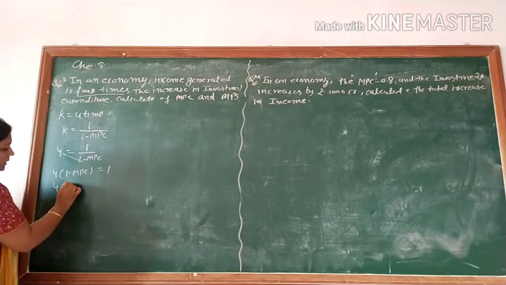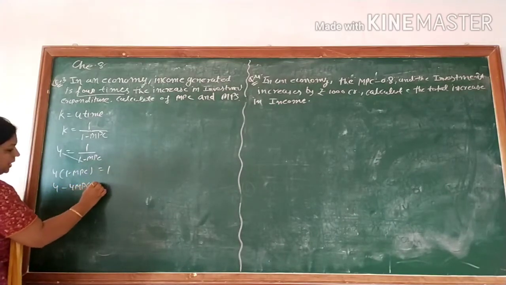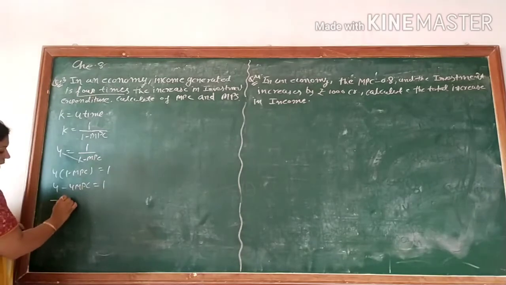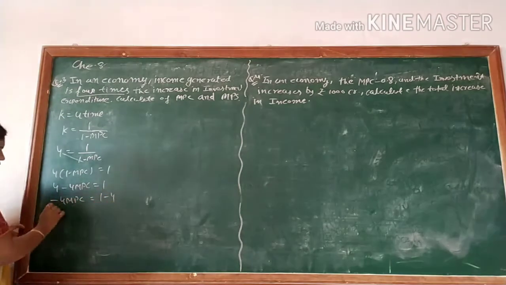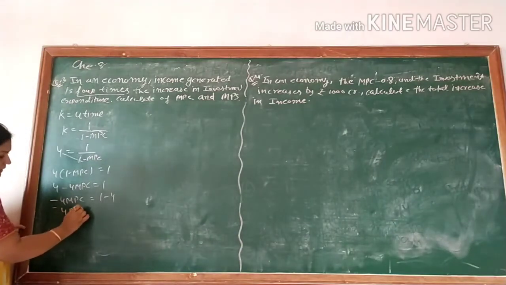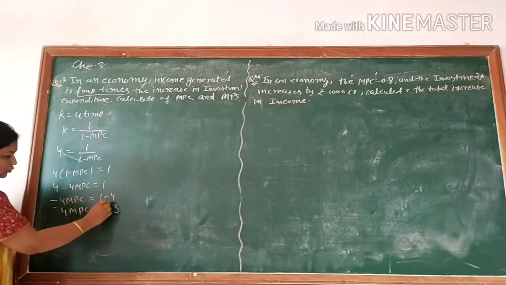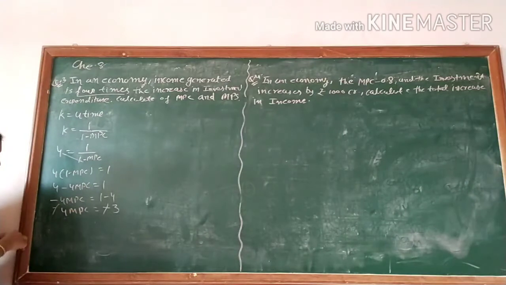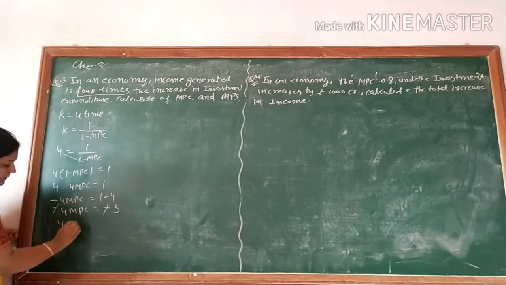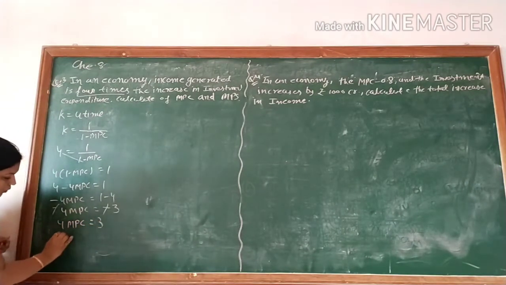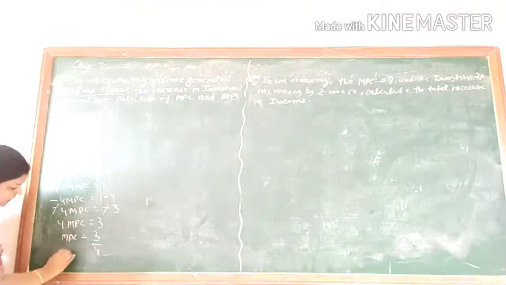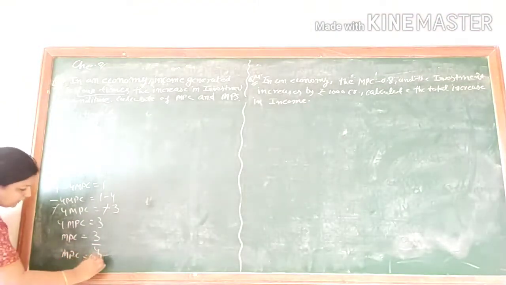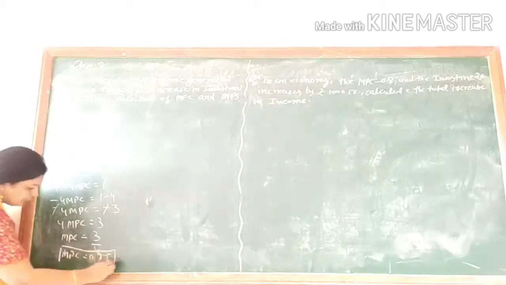So 4 minus 4 MPC equal to 1. So minus 4 MPC equal to 1 minus 4, so minus 4 MPC equal to minus 3. So minus minus cut. Now 4 MPC equal to 3. So MPC equal to 3 upon 4. It should be MPC equal to 0.75. Clear?